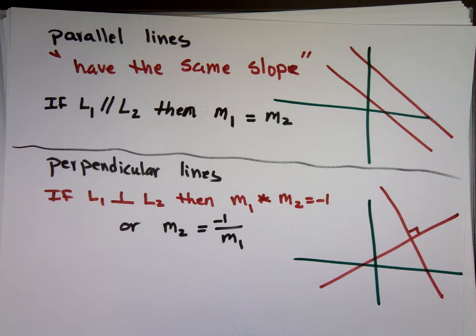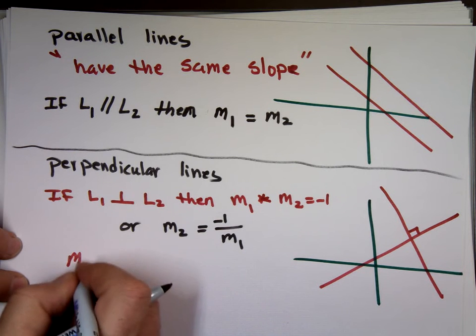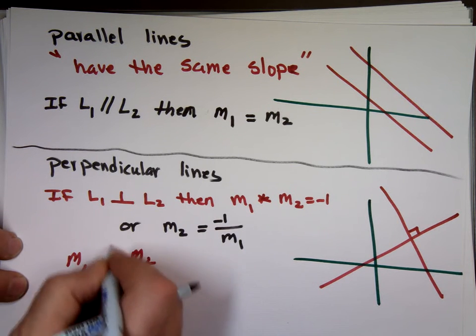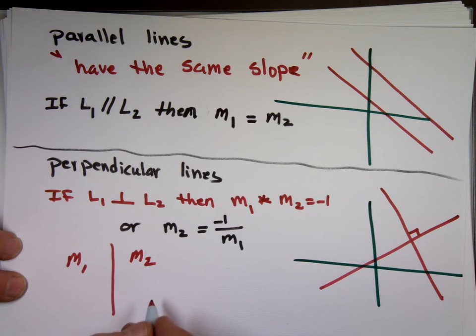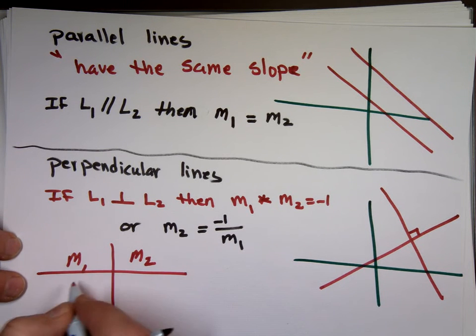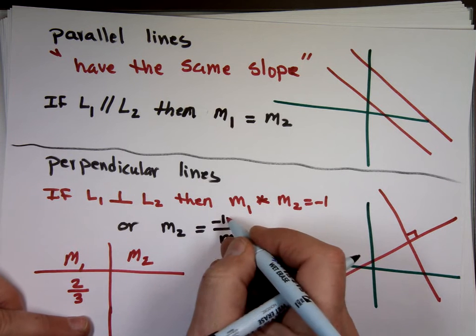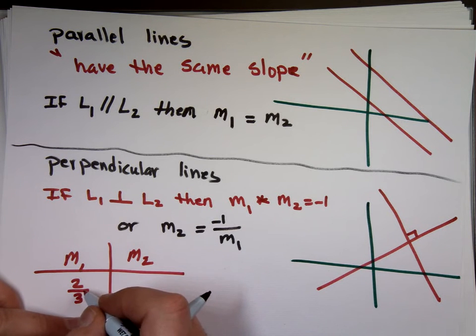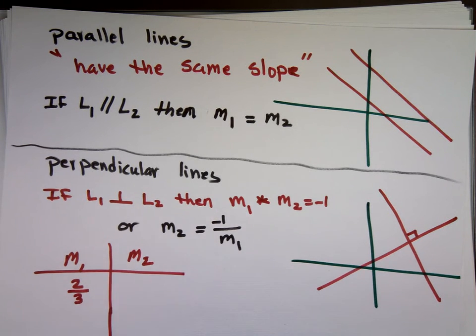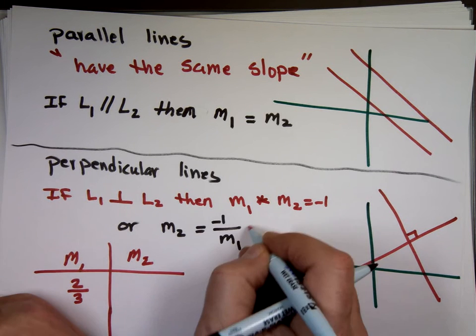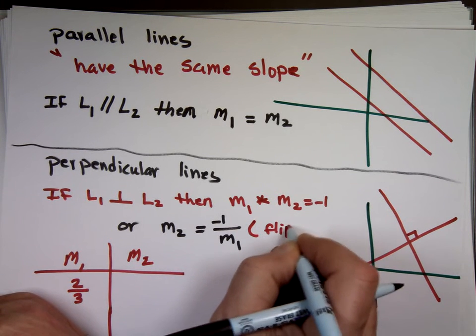So let me assume these lines are perpendicular to each other. This is M1 and this is M2. They are perpendicular. I'm telling you that right now. If the slope for the first line is 2/3, what's the slope for the second line to be perpendicular? -1 divided by this. That's a lot of work. How do you do -1 over this? Shortcut for that: flip and change sign.